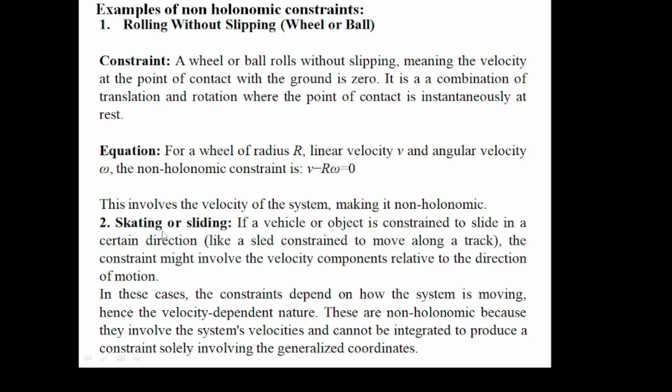The second one is skating or sliding. So if a vehicle or object is constrained to slide in a certain direction, then the constraint might involve the velocity components relative to the direction of the motion. So in these two cases, the constraints depend on how the system is moving. That means velocity dependent factors are there.